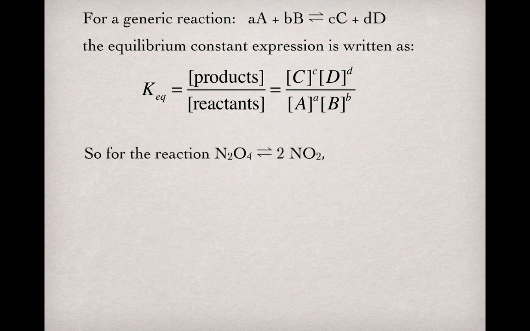Let's look at it for an actual chemical reaction here. We've got N2O4 in equilibrium with two NO2s. So, products over reactants, we have KEQ is equal to the concentration of NO2 squared over the concentration of N2O4. It's just that easy.